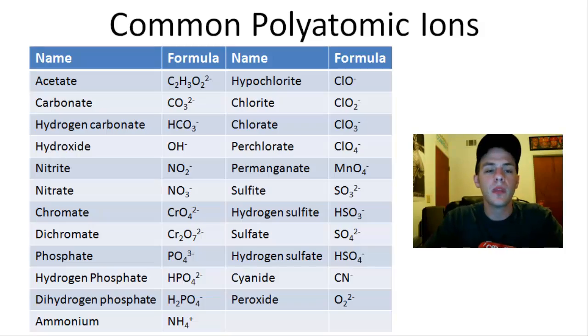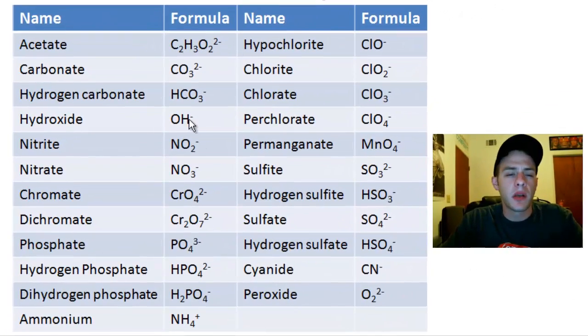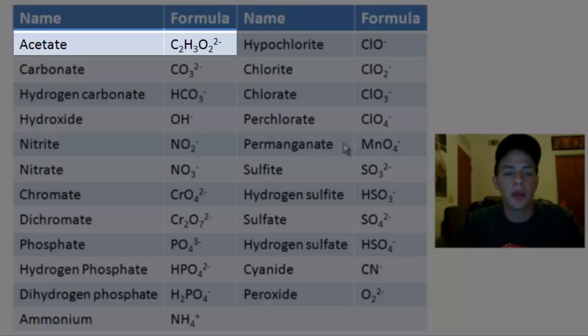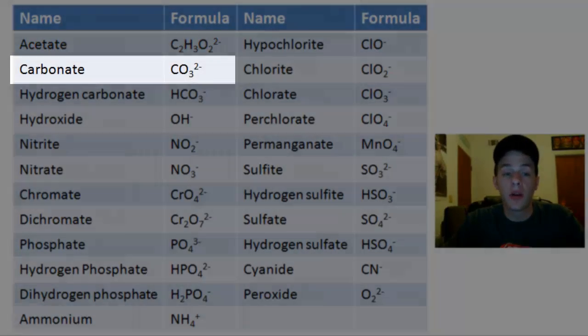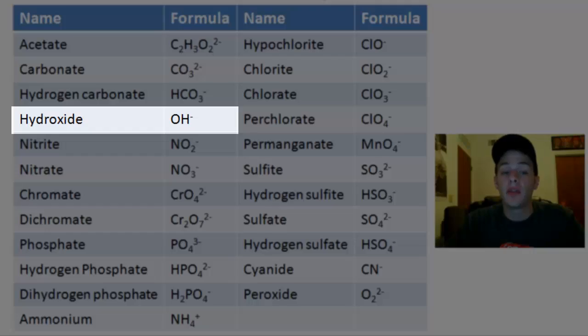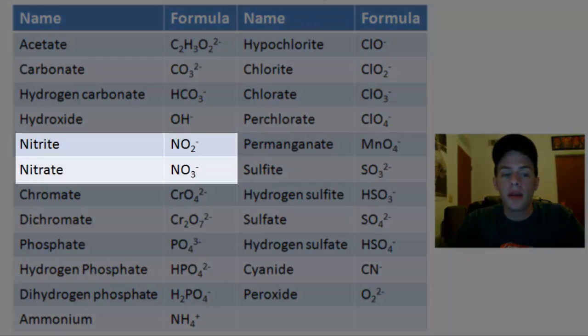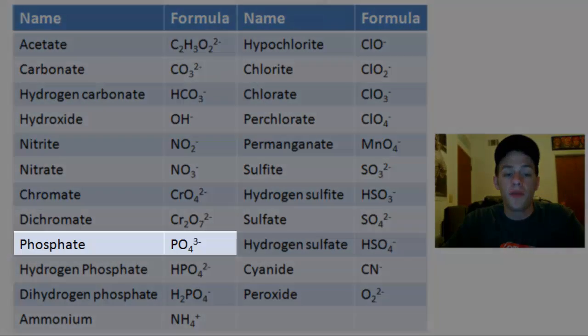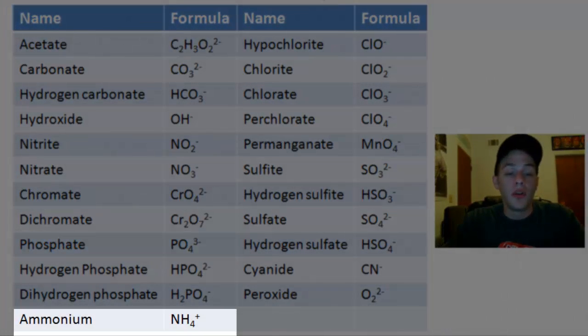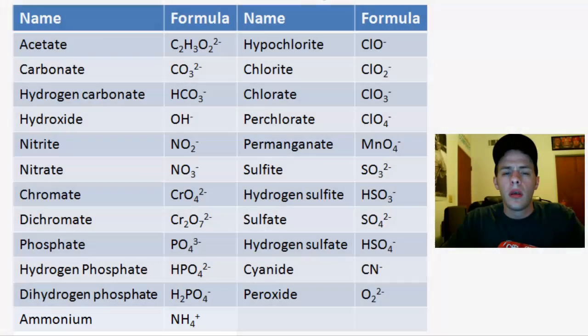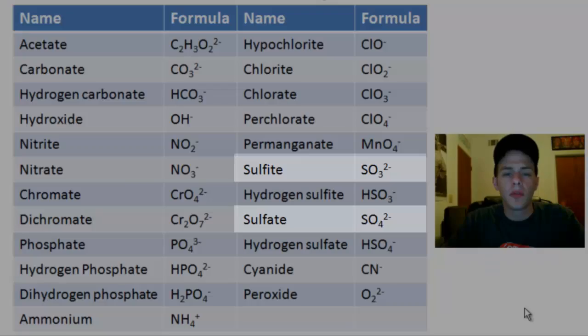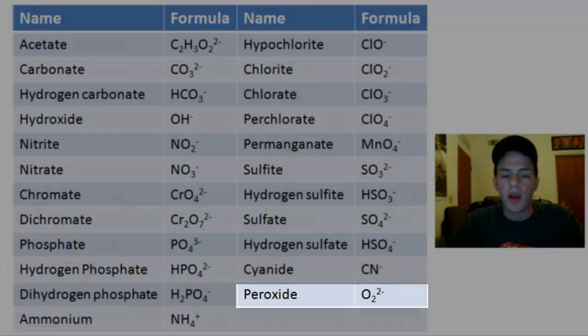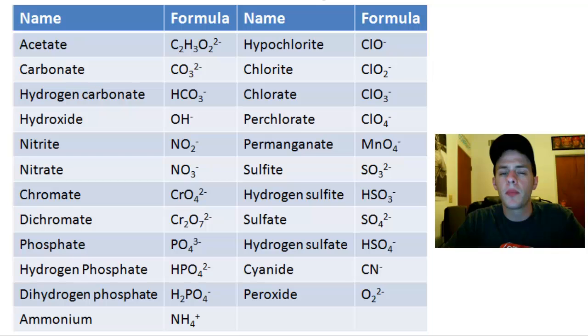But some of the more common polyatomic ions include acetate, that's a fairly common one. Carbonate, that's a very common one. Hydroxide, that's an extremely common one. Nitrite, nitrate, those are both fairly common. Phosphate, that's an important one. Ammonium, as we saw earlier, that one's fairly important. Let's see, sulfite, sulfate, those are fairly important ones. Peroxide, but like I said, you'd want to memorize as many of these as you can, and you don't want to wait till the last minute to do it.